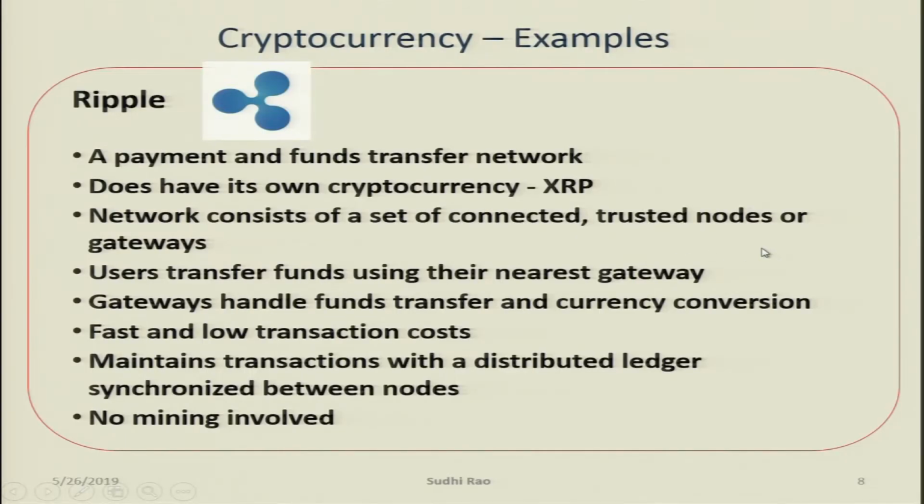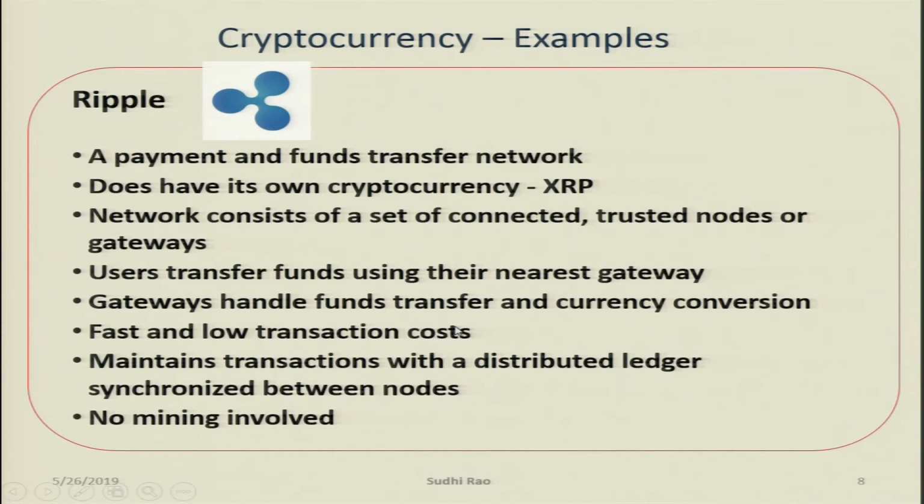So, Ripple is a network consisting of connected trusting nodes, also called gateways. But instead of sending pounds or any other currency, we can also transact differently. I can convert it into Ripple, the XRP currency, a cryptocurrency that travels through the network, gets paid to the other party. So, users transfer funds using the nearest gateway. In India, S Bank is a member of Ripple. So, I can go to S Bank, pay them the money, that gets transferred to any other party wherever I want. The gateways handle the funds transfer and currency conversion. Any rates, difference in rates and all are handled by the gateways.